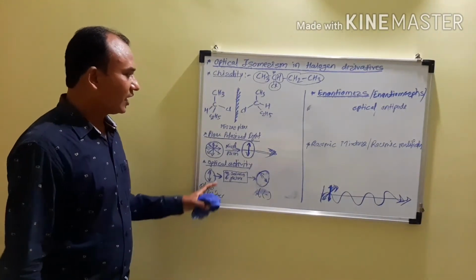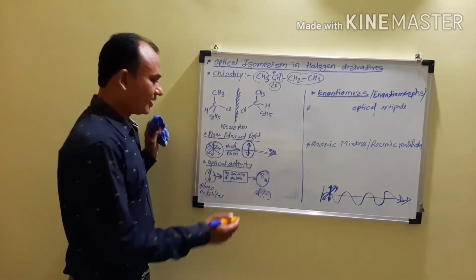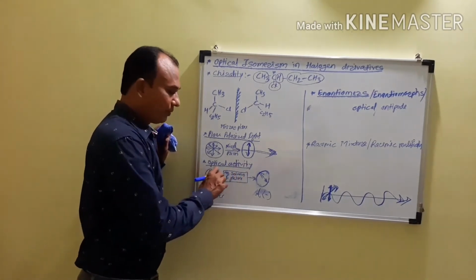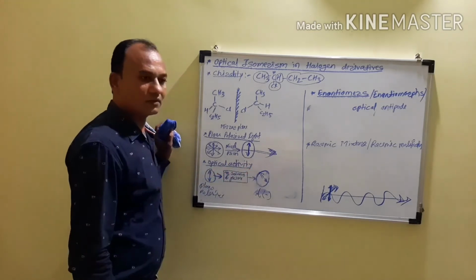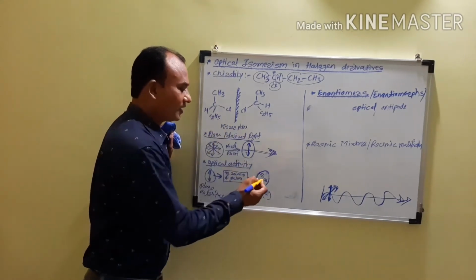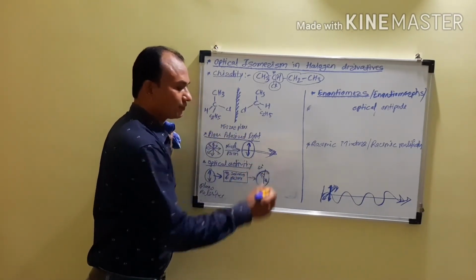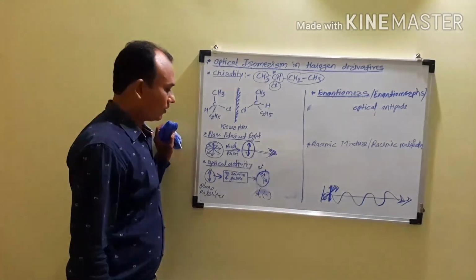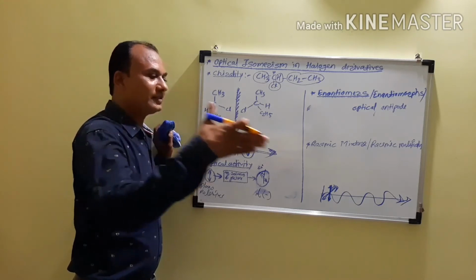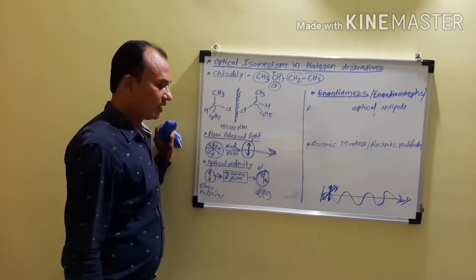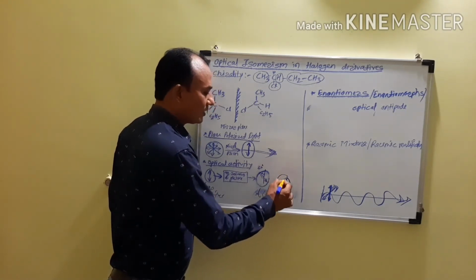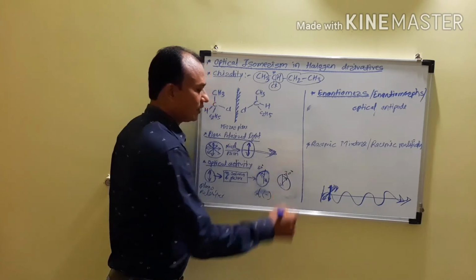Now if we consider this example, in that case the glucose after passing the plane polarized light, the emerging light is rotated towards the left. For example, it is by an angle of 30 degrees. Now I am taking another aqueous solution of glucose and passing the plane polarized light through it. Now it rotates the plane of plane polarized light towards the right hand side. It is by 30 degrees.